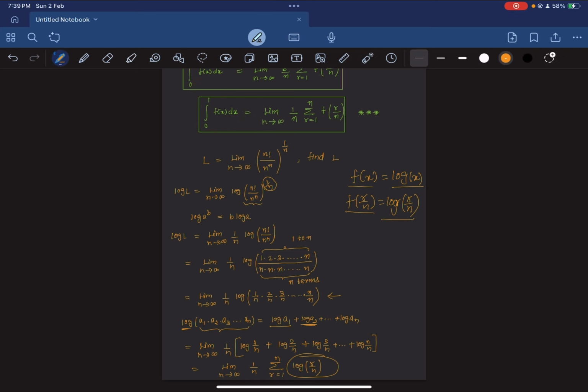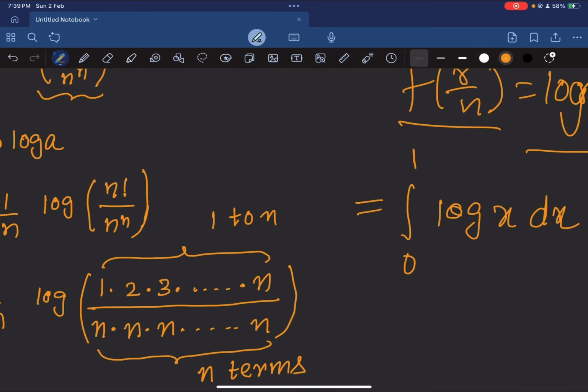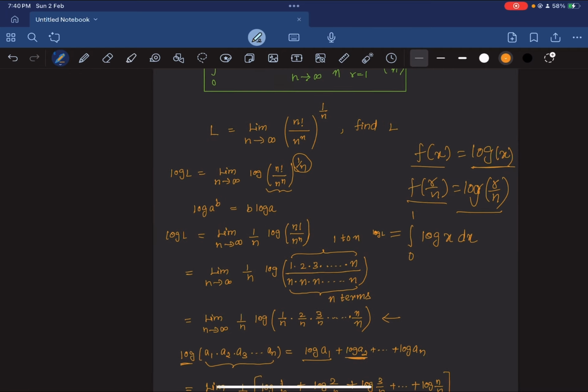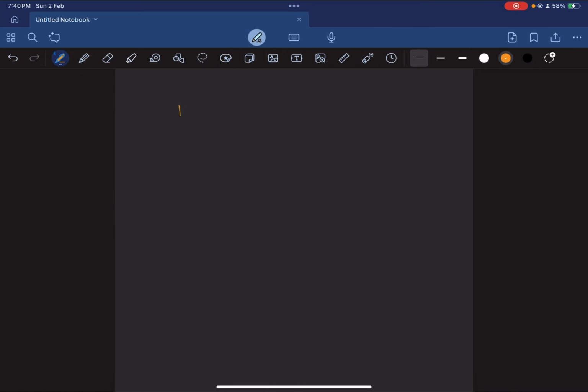Let us do that. So what is the integral? Integral 0 to 1 f of x, f of x is log x, dx. So this will be log L. So this is the logarithm of L. All right. So now we have to compute this particular integral. Let us do that. Log L is equal to integral 0 to 1 log x dx.